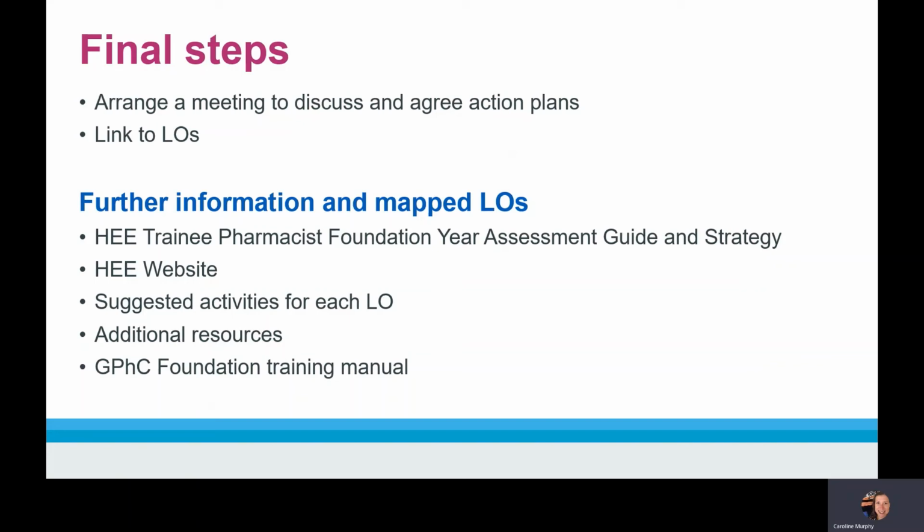The contribution to care log also needs to be linked to the relevant learning outcomes. This should be done on the e-portfolio. For further information on the contribution to care logs and to see which learning outcomes this can be mapped to, please have a look at the HEE Trainee Pharmacist Foundation Year Assessment Guide and Strategy, which are available on the HEE website. Within the HEE Assessment Guide are suggested activities for each of the learning outcomes.